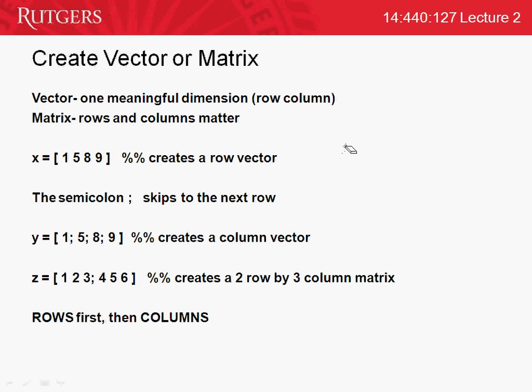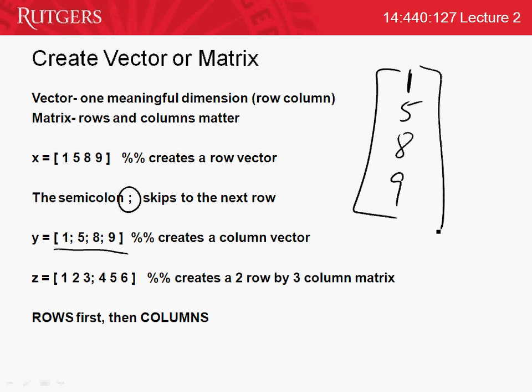However, let's say we want to create a column vector. So recall, columns usually go vertically. Columns go up and down, like the columns in front of a building. And so to create a column vector, what you do is use the semicolon. And the semicolon in MATLAB, when you're creating a vector or matrix, just think about it as meaning skip to the next row. So here we say y equals 1 semicolon 5 semicolon 8 semicolon 9. That creates the vector 1, skip to the next row, 5, skip to the next row, 8, skip to the next row, 9. So now we have a vector and a column vector.